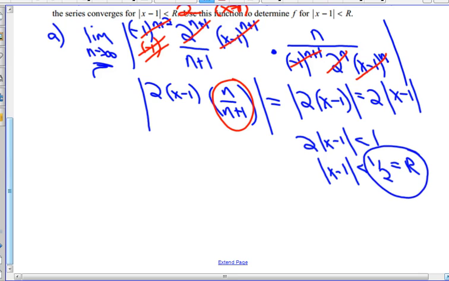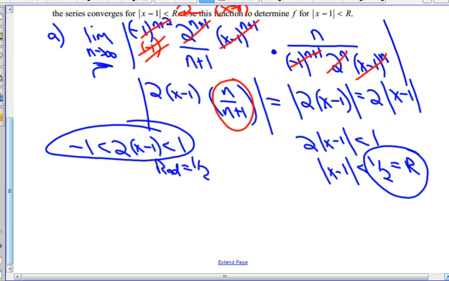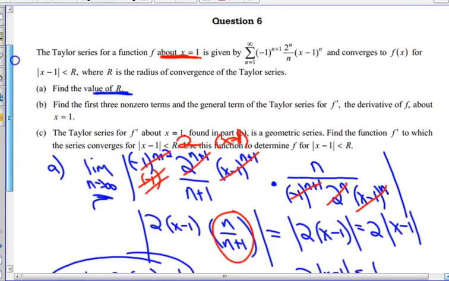If you wanted to go a little bit further and actually get the interval, you could. You go negative 1 less than 2 times x minus 1 less than 1, and you could solve this as well. You will still end up with a radius that equals a half. So in class, we spell out that interval because we're checking the endpoints, and you could do that as well. But either way, you get 1/2 for the radius. All right, that is part A of this question. We are on our way to 9 points on this question.